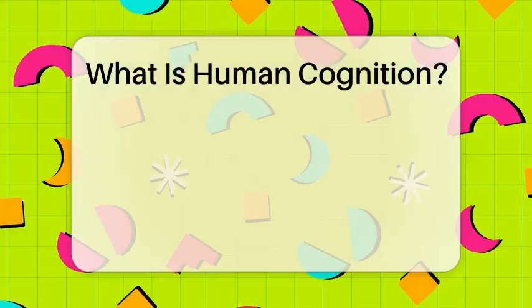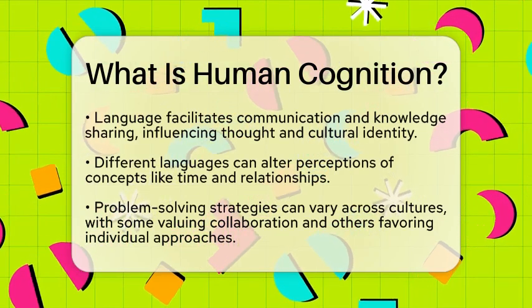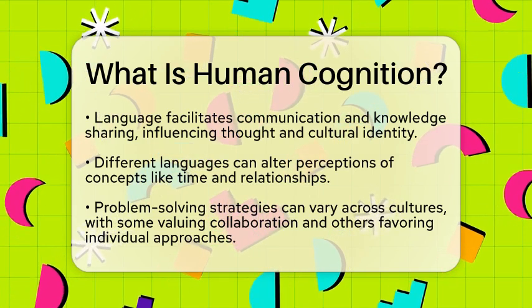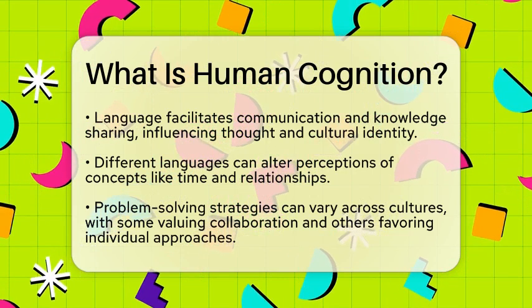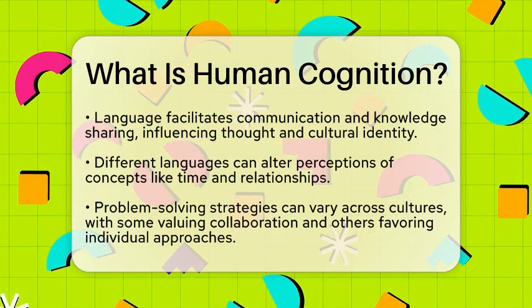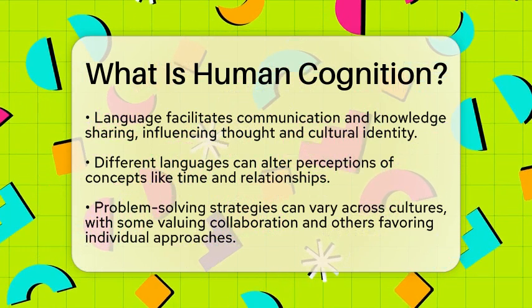Next, we have memory. Memory allows us to store and retrieve information. It plays a vital role in how we learn and remember things. Cultural practices can shape what we remember and how we pass down knowledge through generations. For instance, storytelling is a common way to share history in many cultures, making it a key part of memory.